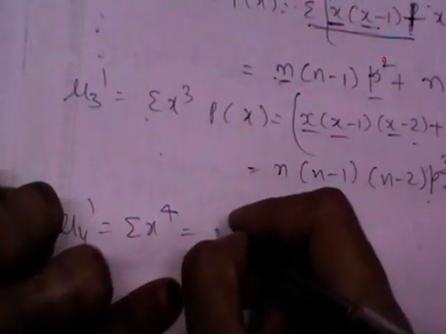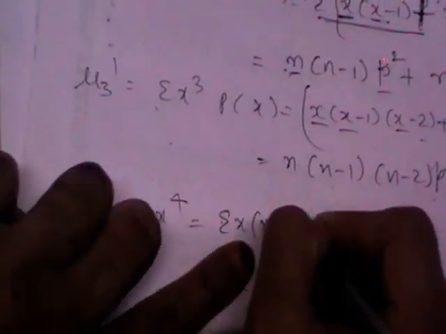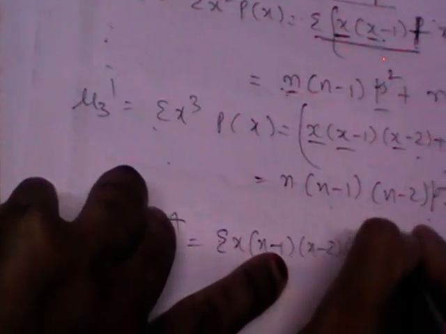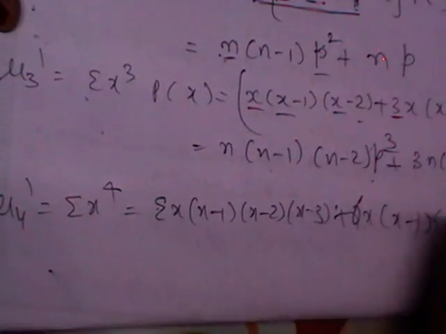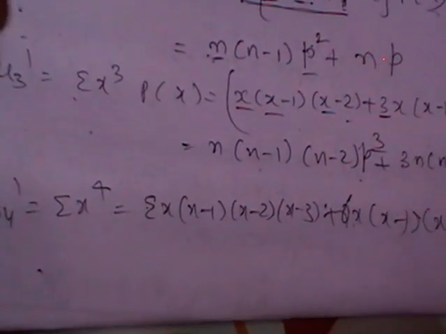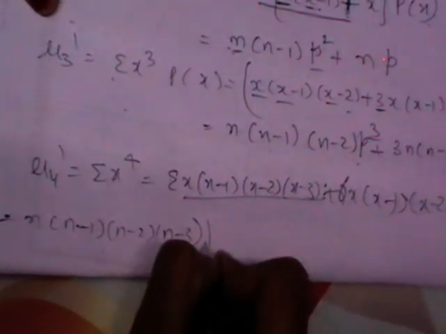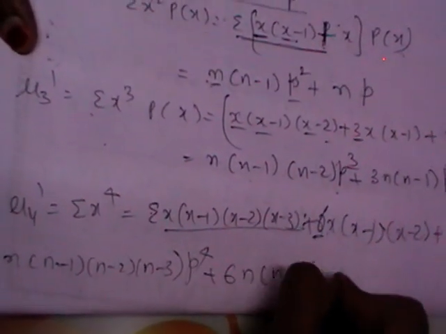Similarly, mu 4 dash is sigma x power 4, which we write as sigma x into x minus 1 into x minus 2 into x minus 3, plus 6 into x into x minus 1 into x minus 2, plus 7x into x minus 1 plus x. You should remember these. So for all these, how much will you get? n into n minus 1 into n minus 2 into n minus 3, as we are doing the fourth order moment, p power 4, plus 6 into n minus 1 into n minus 2 into p cube, plus 7 into n minus 1 into p square plus np. Okay, thank you.